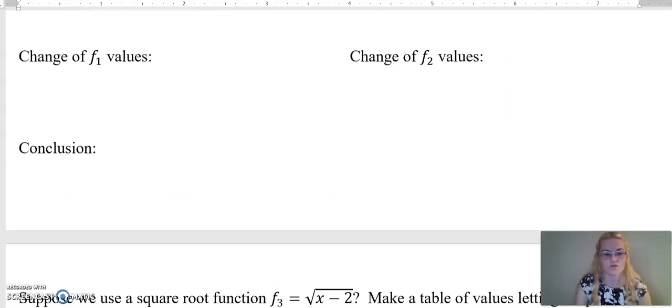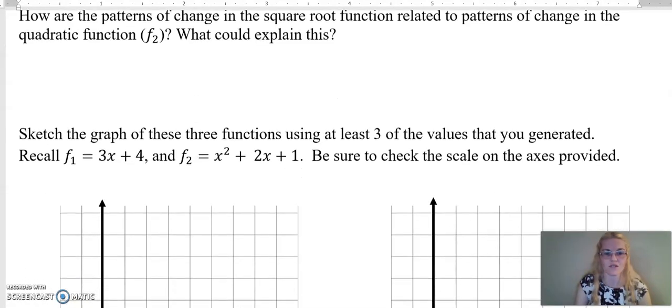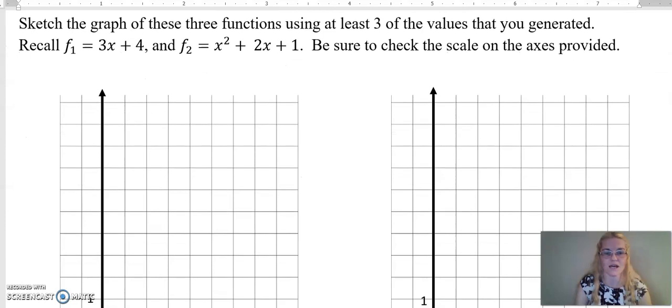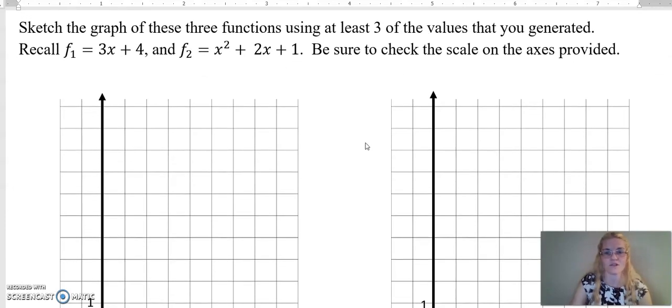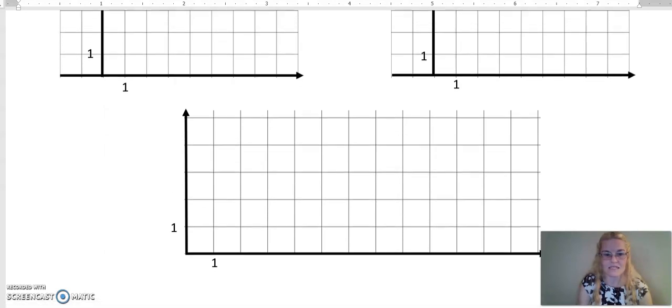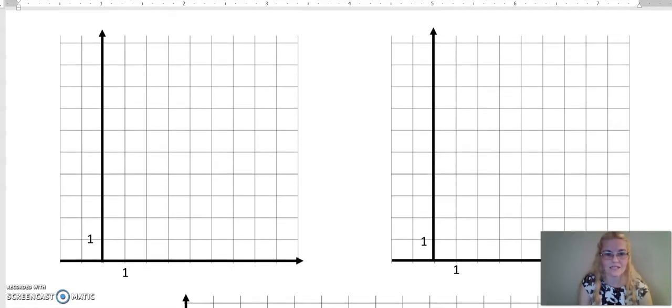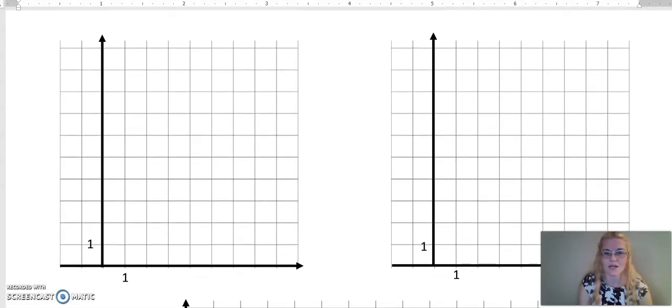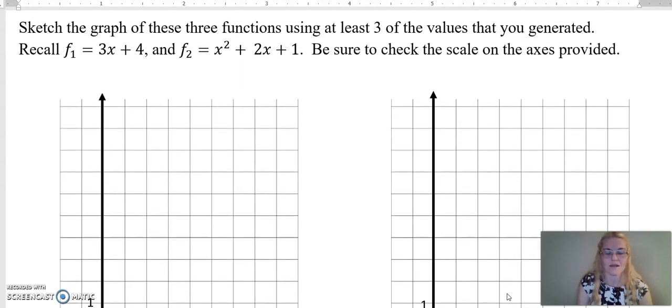Let's graph those 3 functions that we just saw. So go ahead and sketch and use at least 3 of the values that you generated. F1, F2, and then F3 down here at the bottom. So go ahead. I've got scales. I've got axes already there. Go ahead and take a quick look. So pause. See if you can sketch these on your own.